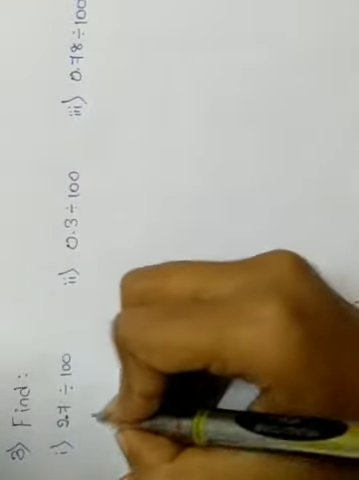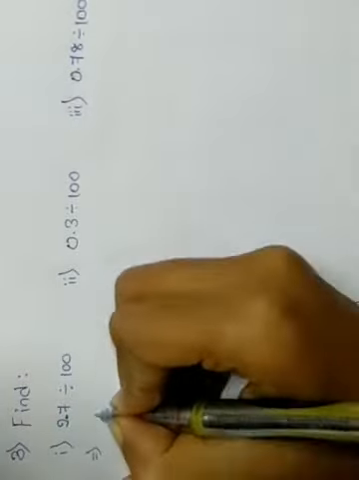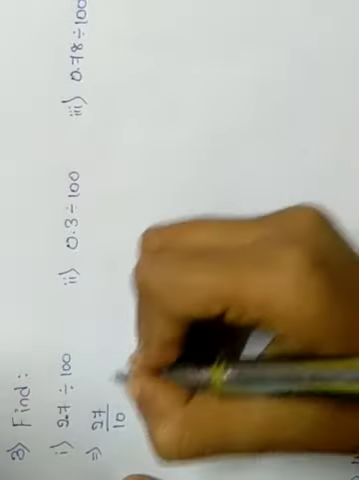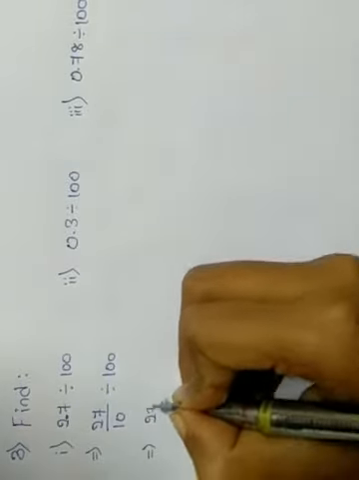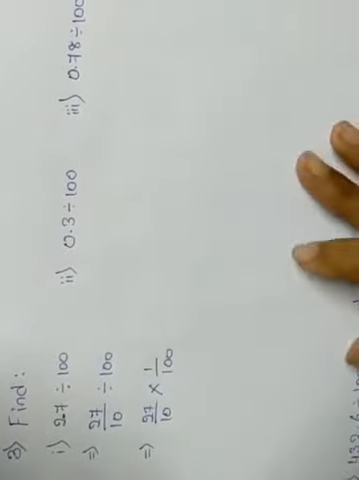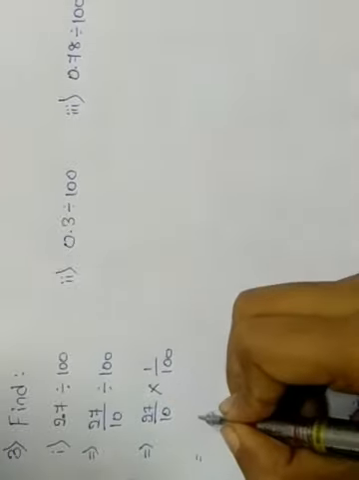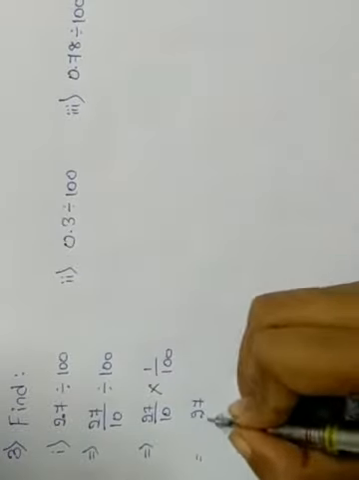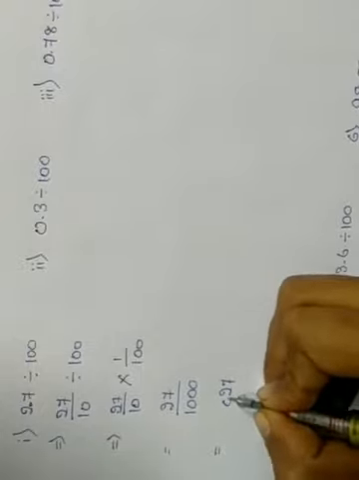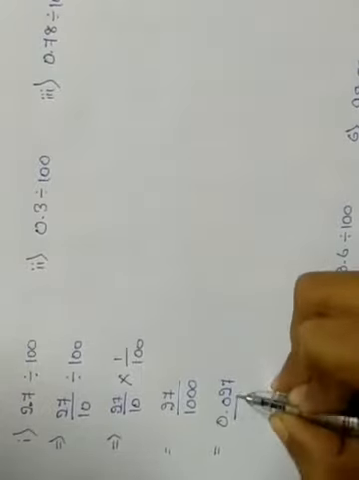Third main, we'll divide 2.7 by 100. First step, removing the decimal point and rewrite, that is 27 divided by 10, divide symbol and 100 as it is. 27 divided by 10, change the sign and reciprocal of 100 is equals to 27 ones are 27, 10 into 100 is 1000. So we have to give the decimal point after 3 digit, 0.0, right? This is the answer.